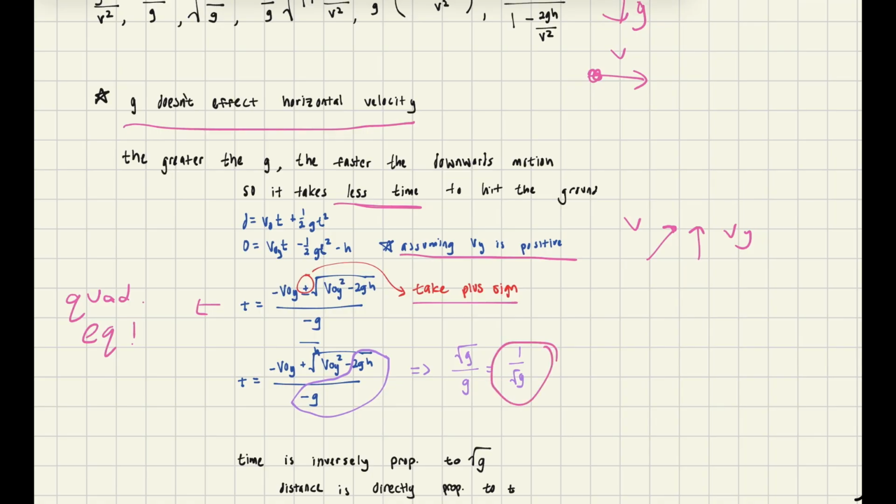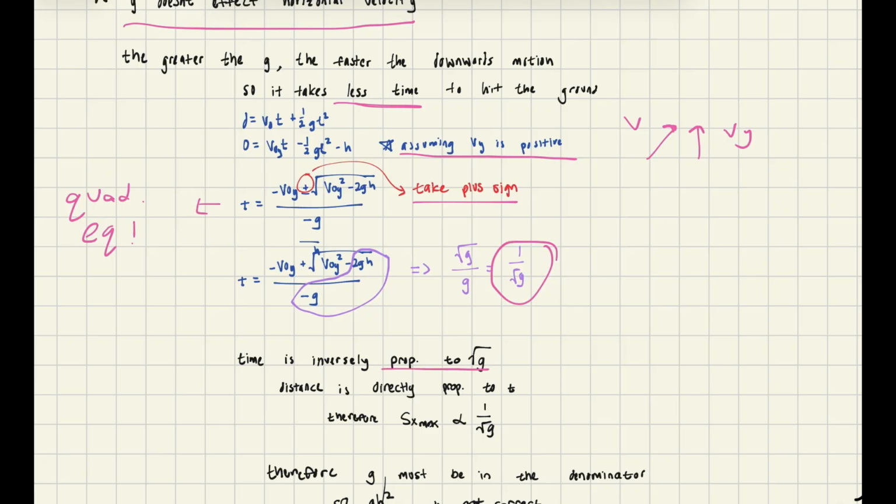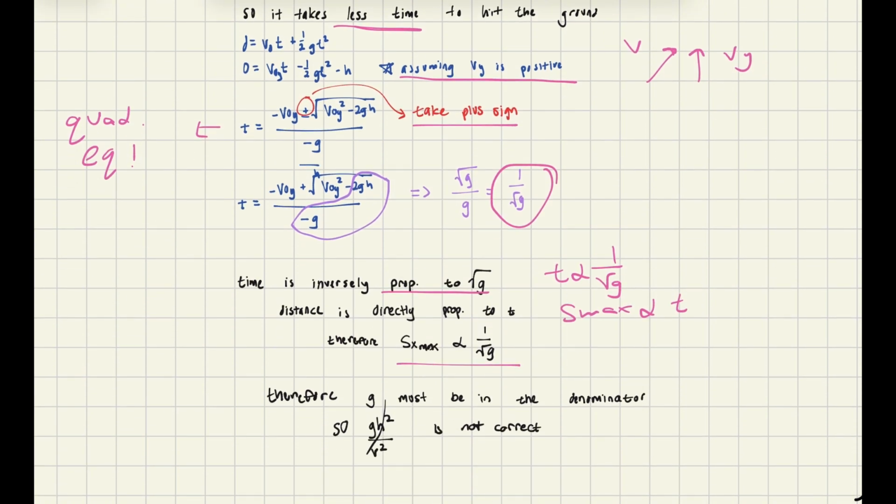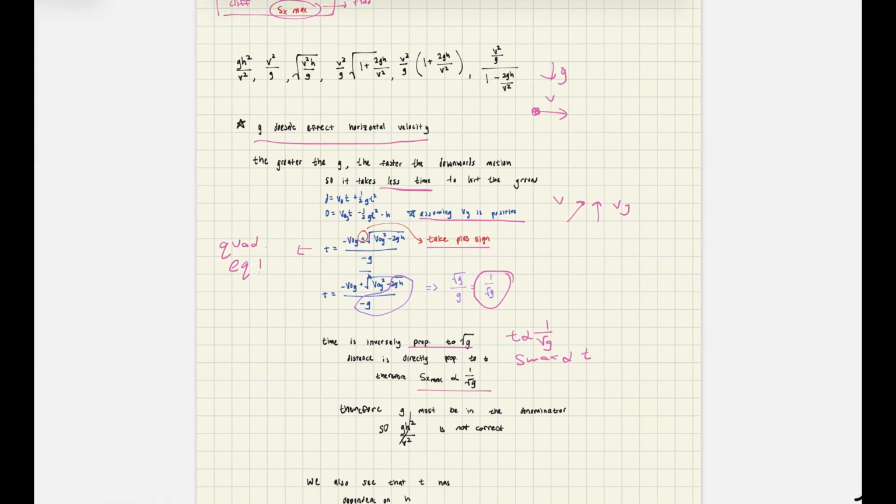Now we see that the time is inversely proportional to the square root of g, and the distance is directly proportional to t. We're going to use that d equals vt. So s of x max is inversely proportional to the square root of g. Now let's look back at our possible solutions. We now know it can't be g h squared over v squared, because that would be directly proportional to g. So we've taken out one.